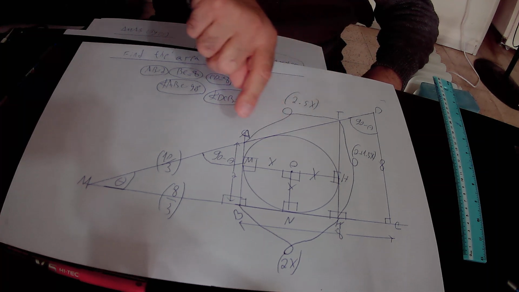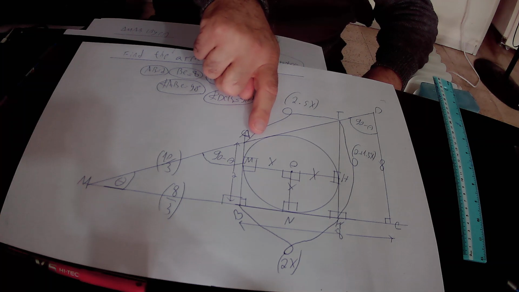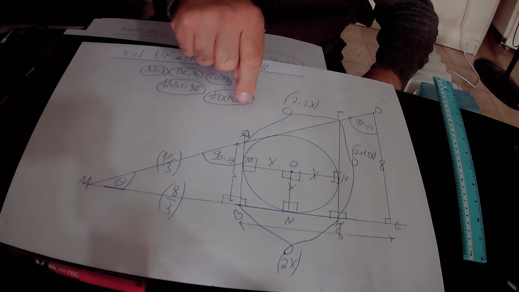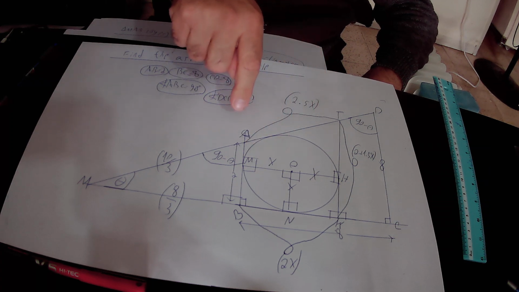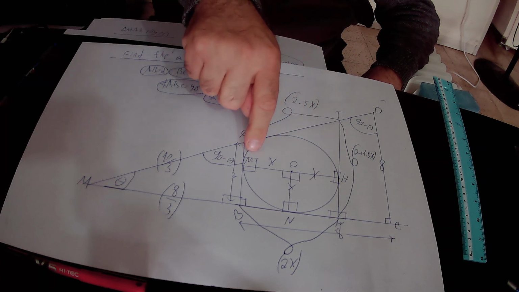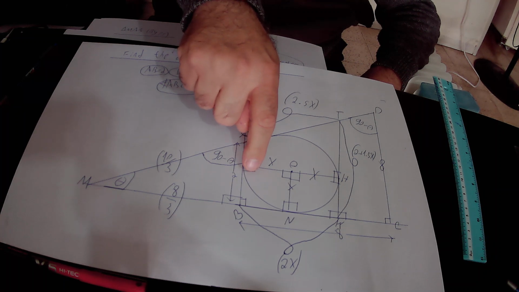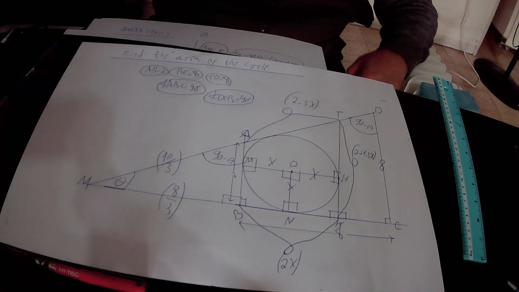The radius OM is drawn to point M, that is the point of tangency, therefore tangent AB will be perpendicular to the radius MO. So if AB is perpendicular to MO, it means that this angle equals 90 degrees and this angle equals 90 degrees according to rule number 1.